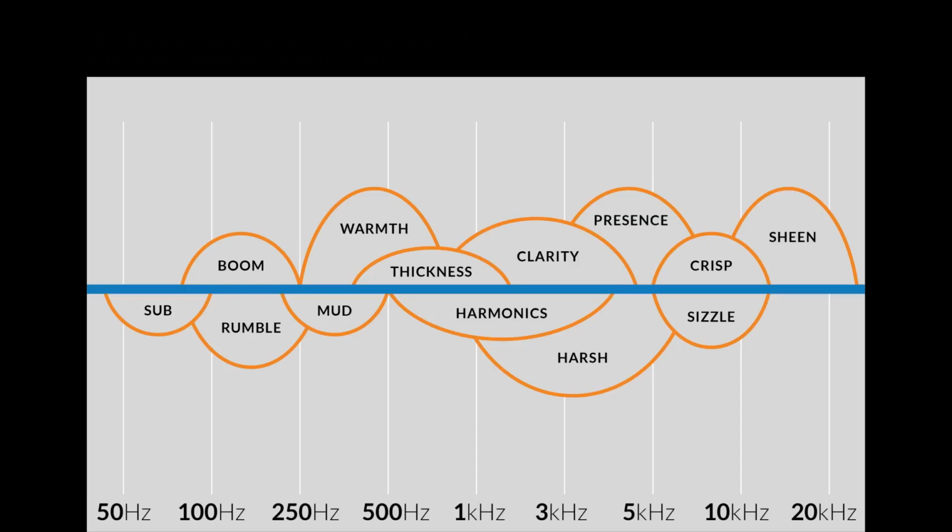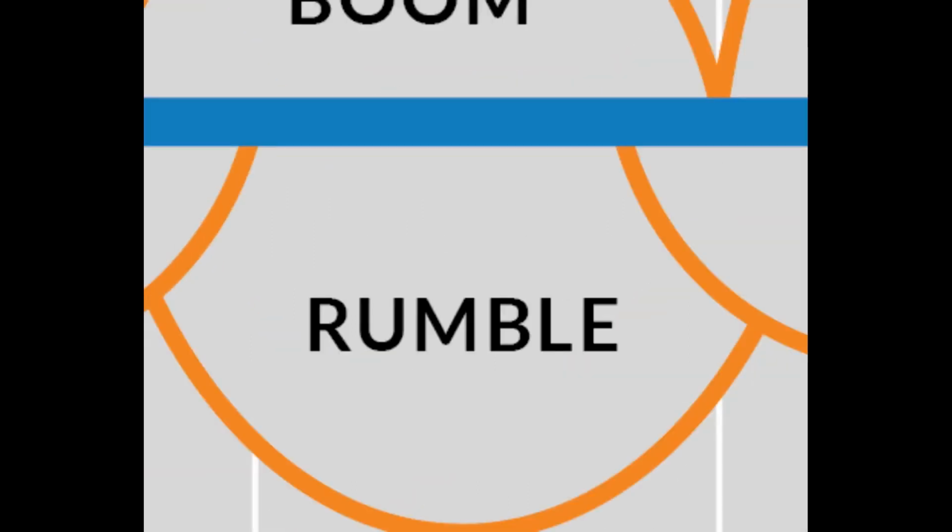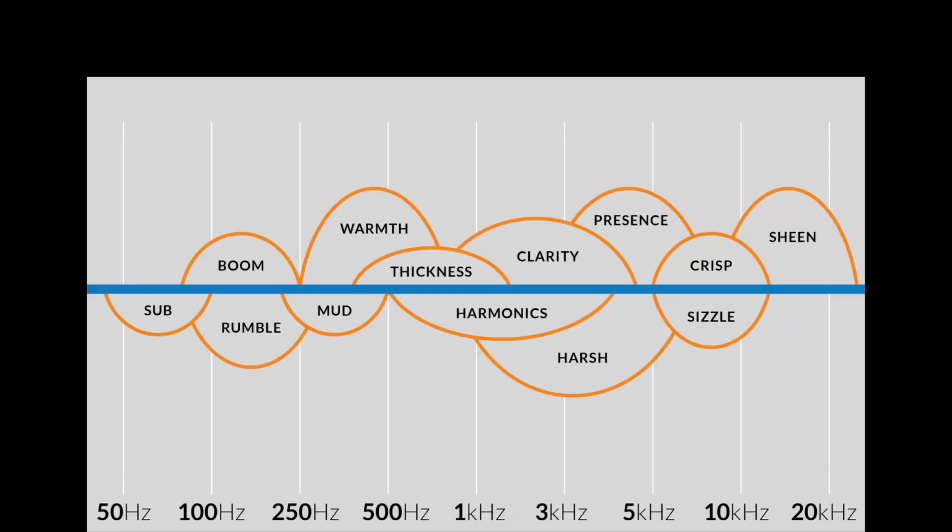Actually, I can tell you what they mean. They mean nothing at all. These words don't mean anything. There's no objective definition to them. They're just making crap up. I feel like I've beaten this topic to death, but man, they just won't stop. Thickness, warmth, mud, boom, rumble, sub. Hey, at least there's no mention of a box. I can live another day.